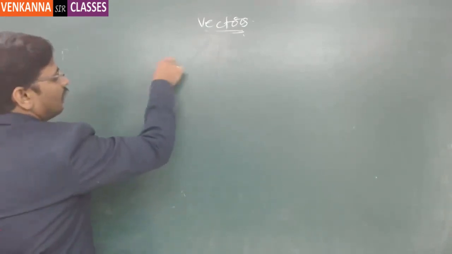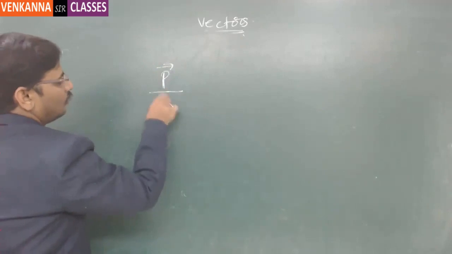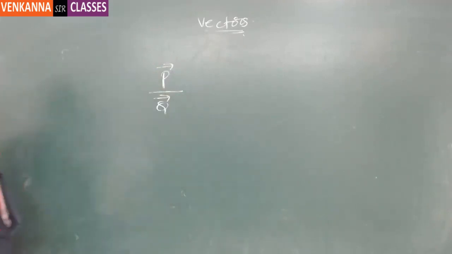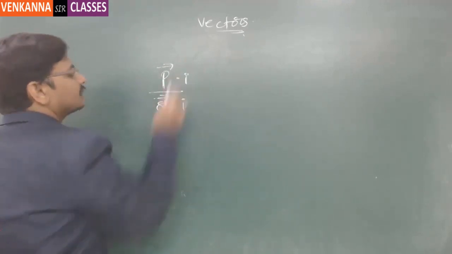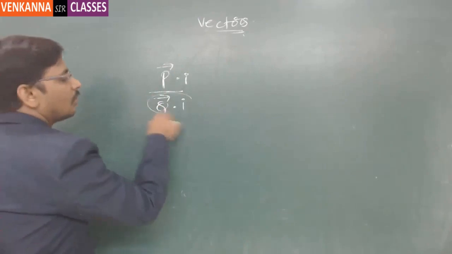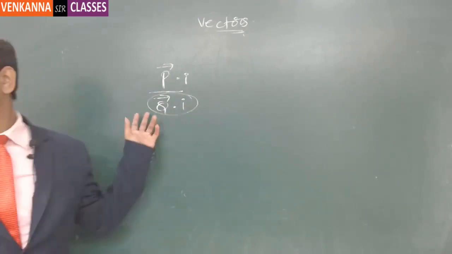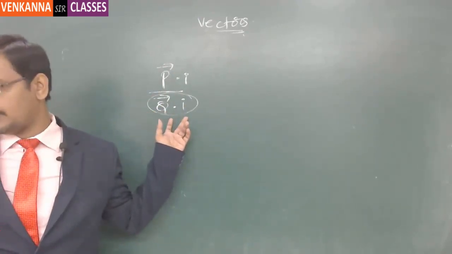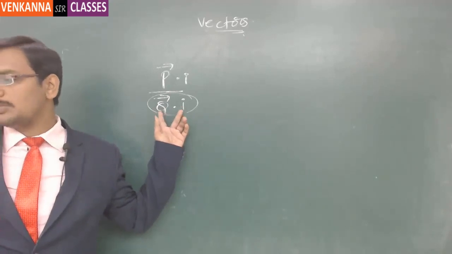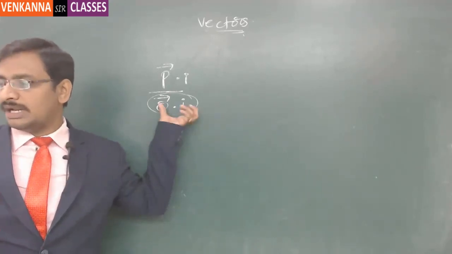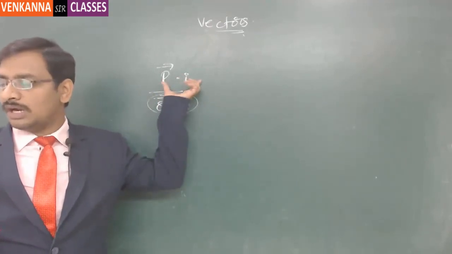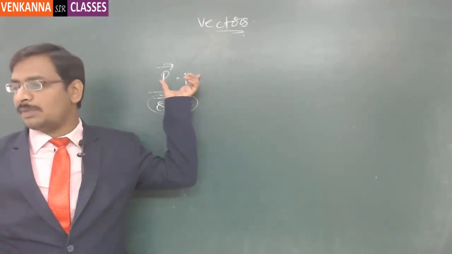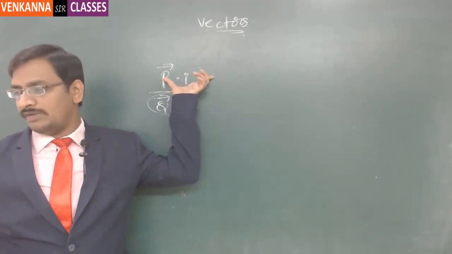Suppose I want to calculate P by Q vectors. Then I can multiply with a dot like this, and then this denominator you can somehow make a scalar quantity by making a dot product. Got it? So once you make the denominator a dot product, this will be a scalar value. So 1 by some scalar value, and the numerator may be a vector, may be a scalar, depending upon the type of magnitude you have here.